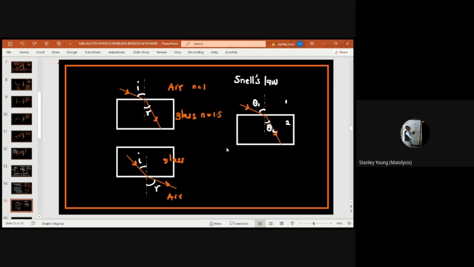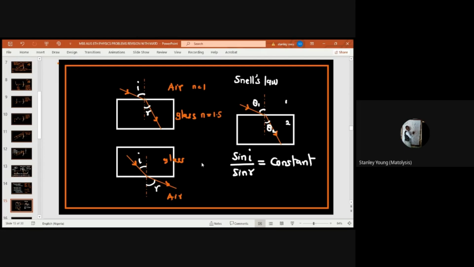So what that states is that the ratio of the sine of angle of incidence to the sine of angle of refraction is always a constant for a given pair of media. So it's telling us that when a ray travels from one medium to another, the ratio of the sine of angle of incidence to the sine of angle of refraction is always a constant for any given pair of media.